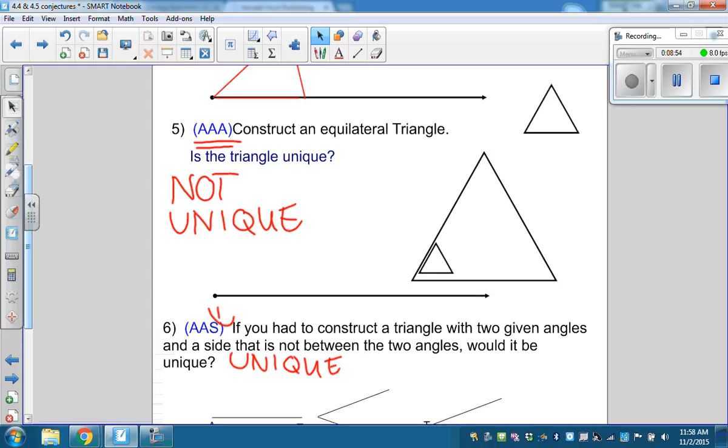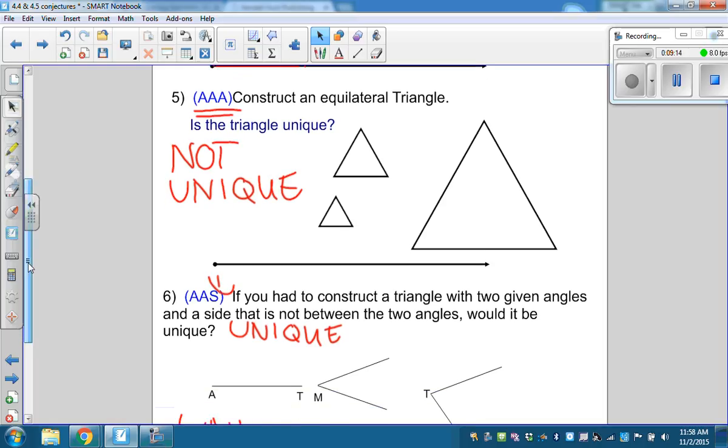And then five should be not unique because it just says the angles have to be the same. So here is a triangle, a small triangle and a big triangle. They both have the same angles. Triangles are not congruent because they're different sizes. Here's another one. Right? So just because you have an equilateral triangle doesn't mean you have congruent equilateral triangles.